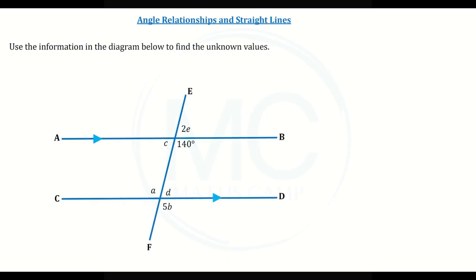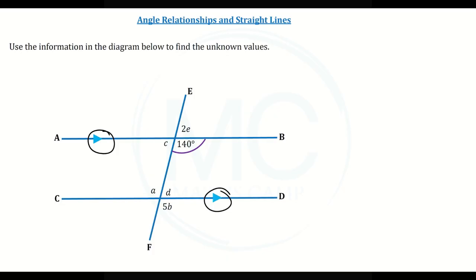But you don't need to find the letters in alphabetical order. The only angle we've been given is 140 degrees. So let's mark this in purple. Always start with the information you've been given. The arrows show us that line AB is parallel to line CD. 140 degrees lies between the parallel lines, but below line AB.